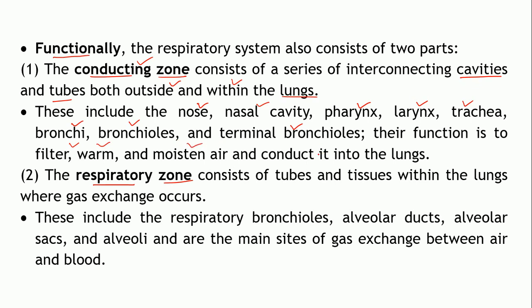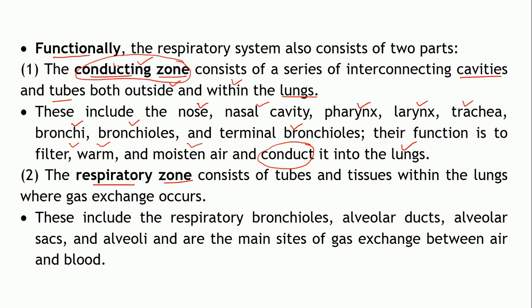As the air passes through, it will be entering into the nose. From here it will go to the pharynx, next larynx, next it will enter into the trachea, then bronchi, then bronchioles and next the terminal bronchioles. So, what is the role of these tube-like structures? It is mainly to conduct the air towards the lungs. So, that is why it is known as the conducting zone.